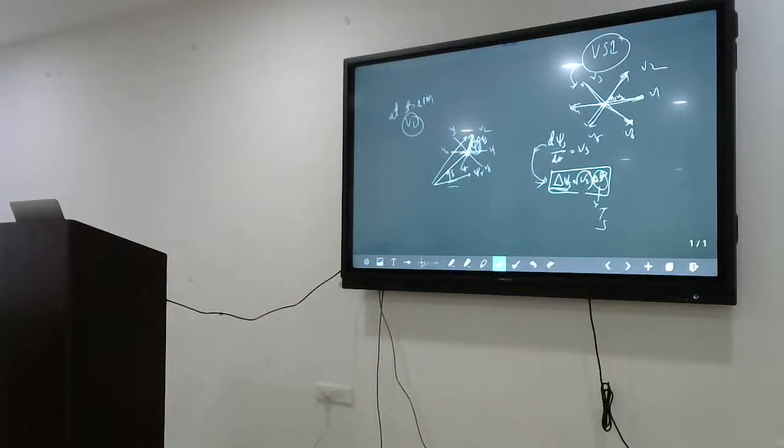Now you can tell what will happen here. If flux error is positive and torque error is also positive, you don't have any option, you need to select V2. If you select V2, flux increases and torque also increases. But in the next case, my requirement is, I want to increase the flux, but I want to decrease the torque. That is my requirement.